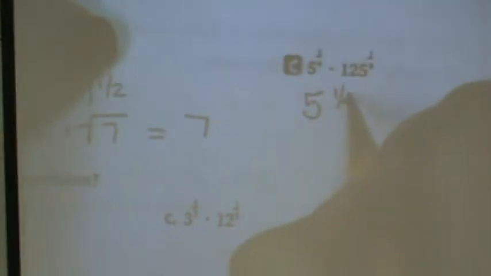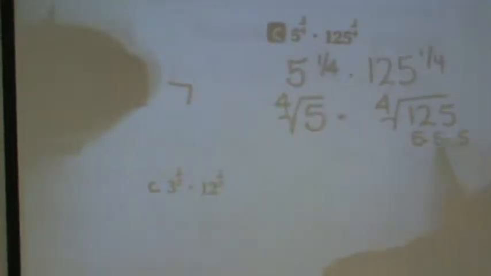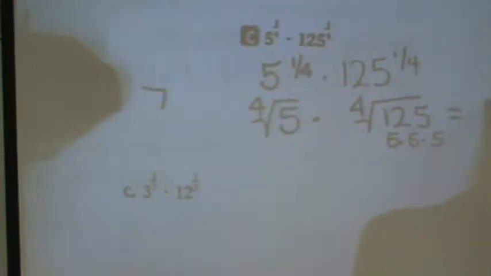What about this one? 5 to the 1/4 power is the same as the 4th root of 5, times the 4th root of, let me write this, it's hard to read, 125 to the 1/4 power, which is the 4th root of 125. Do we have 4 of a number? Yes, 5s. These are 3 5s right here, and this is another 5. So you have 4 5s, your answer is 5.